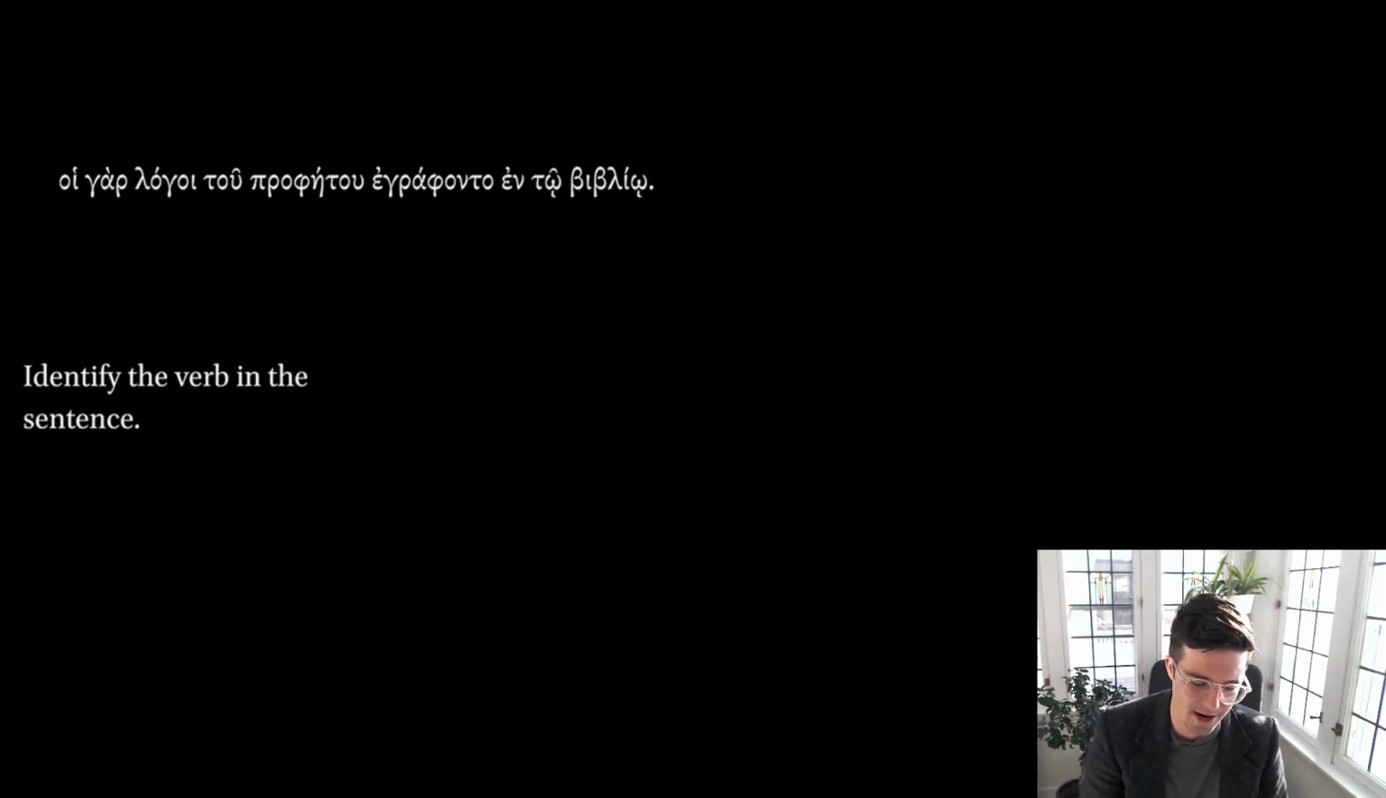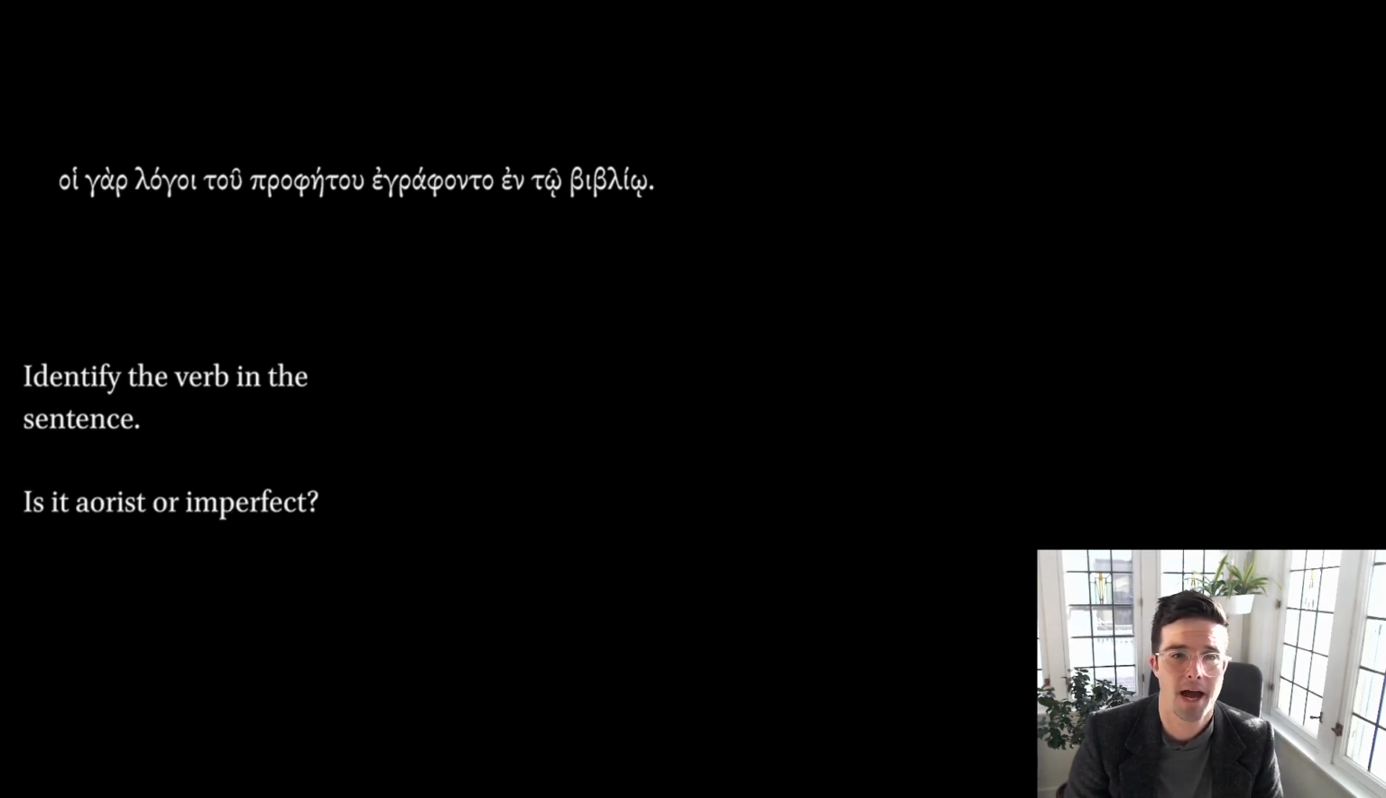So I'm going to read here, and I want you to be on the lookout for the verb in this sentence. We have hoi gar logoi tou prophetou egraphonto en tō biblio. So you can go ahead and pause here and figure out what it is that's the verb in the sentence. And it's going to be egraphonto. This is our verb. And I want you to identify for me whether egraphonto is an aorist tense verb or an imperfect tense verb. So you can go ahead and pause the lecture here and identify this.